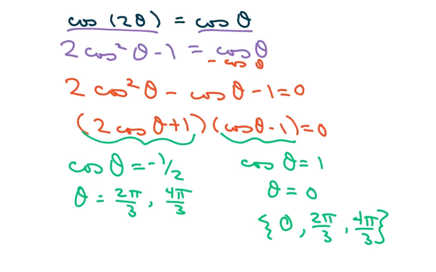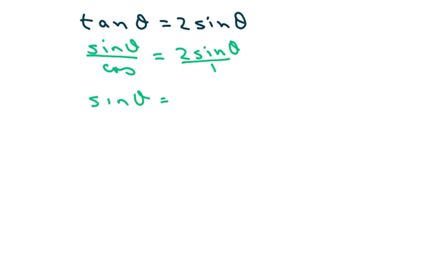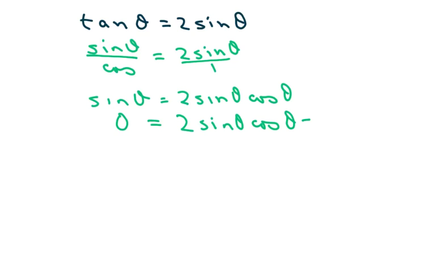For the last one, it's a little different. I have it set up like this. So what I'm going to do is write my tan in terms of sine and cosine. Next, I'm going to cross multiply. So you get sine of theta equals 2 sine of theta cosine of theta. Now, I can go ahead and move the sine over. We get 0 equals 2 sine of theta cosine of theta minus sine of theta.